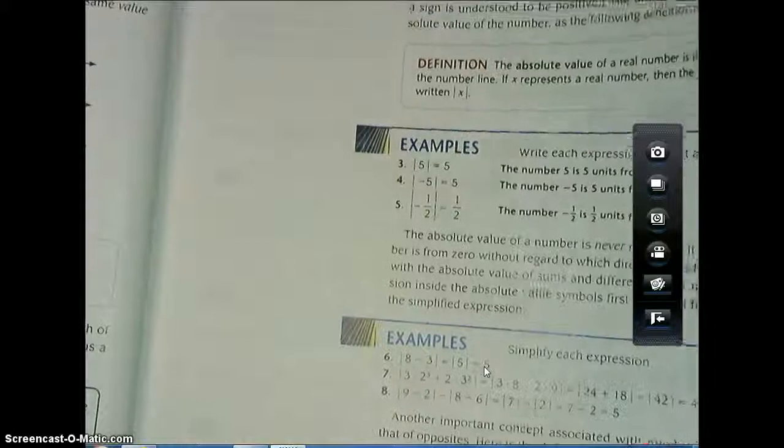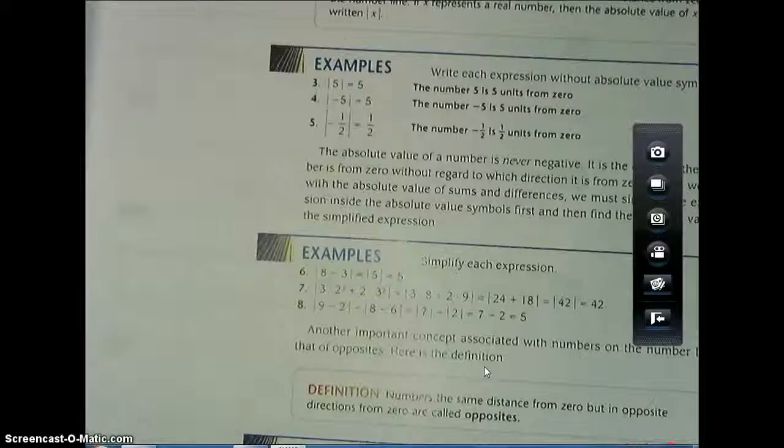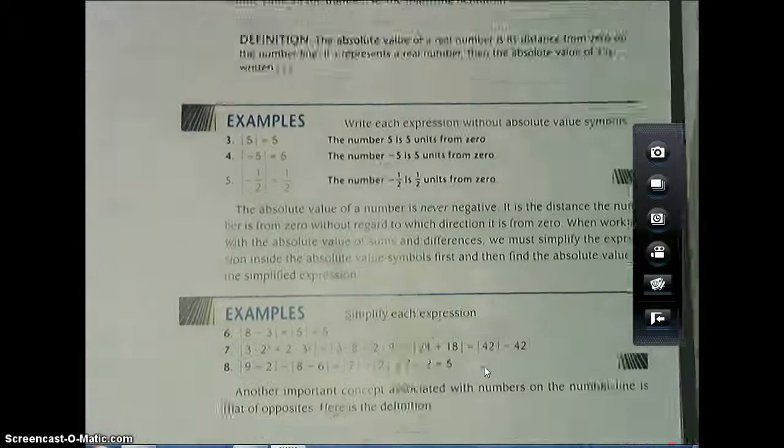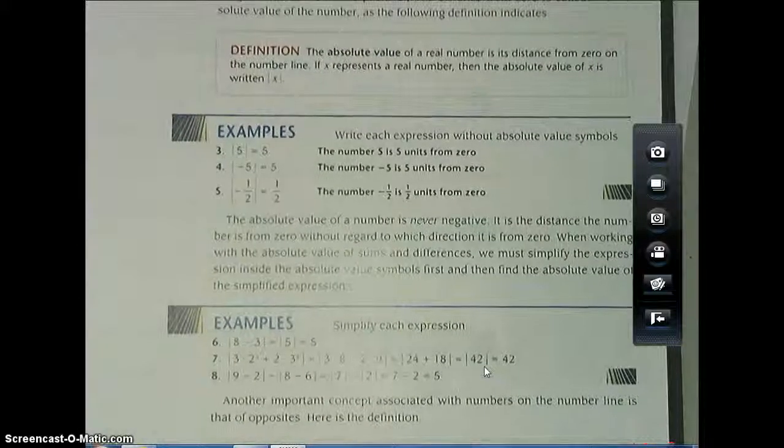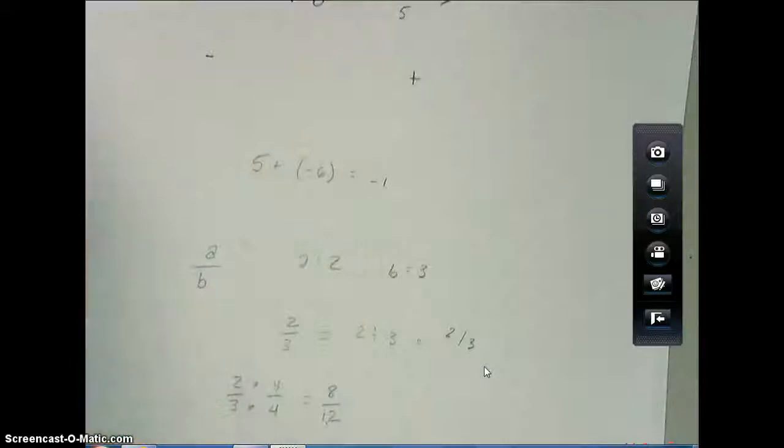So we come back now to absolute value and opposites. The absolute value, as you can see in the definition up there, of a real number is its distance from 0 on the number line. So if x represents a real number, the absolute value of x is written as absolute value sign x. So basically, all the absolute value is the distance away from 0.